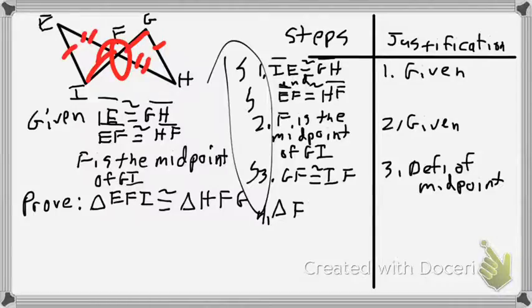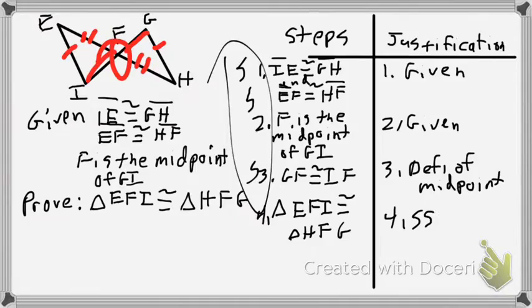Sorry, there's a glitch there, so if it jumped at all, I apologize. So we have the definition of midpoint that gives us our three sides, and so now we can just go ahead and put down that the two triangles are congruent due to a side, side, side congruency, and that's number 9.